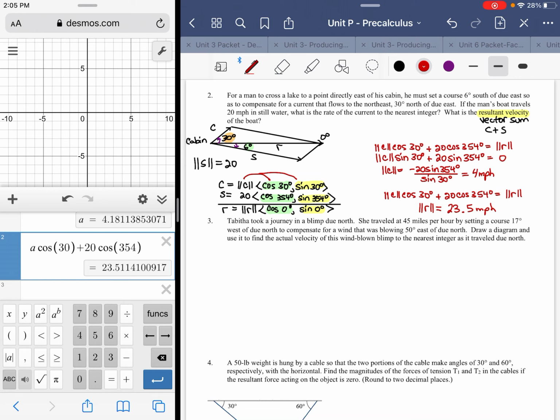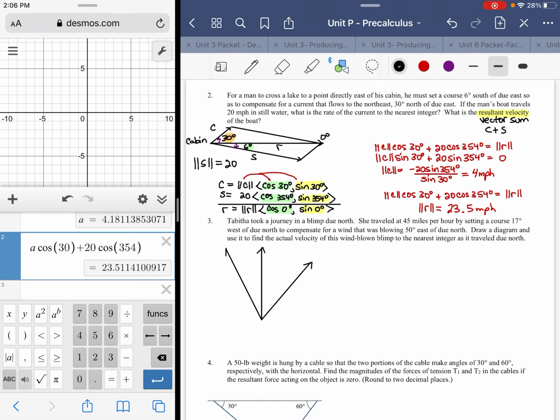Number 2, Tabitha took a journey due north in a blimp. That's not what it says, but that's the idea. She traveled 45 miles per hour by setting a course 17 degrees west of due north. So we got some things to work off of here. Here's due north. Here's something that's west of due north to compensate for a wind that was blowing 50 degrees east of due north.